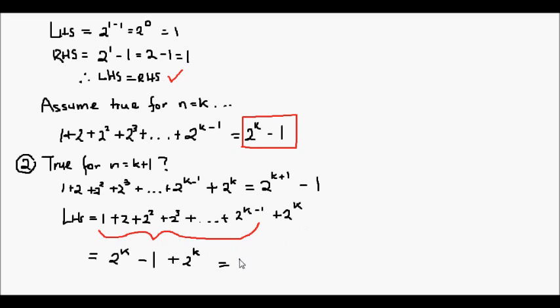And this is equivalent now to 2 times 2 to the power of k minus 1, and that can be expressed as 2 to the power of k plus 1 minus 1, because I've just applied my index law here, because 2 is a common base. And this, of course, is equal to the right hand side, as you can see.